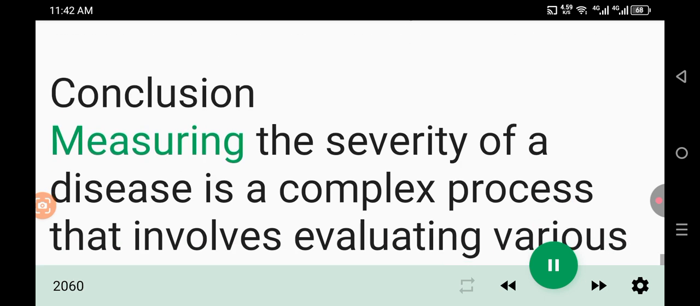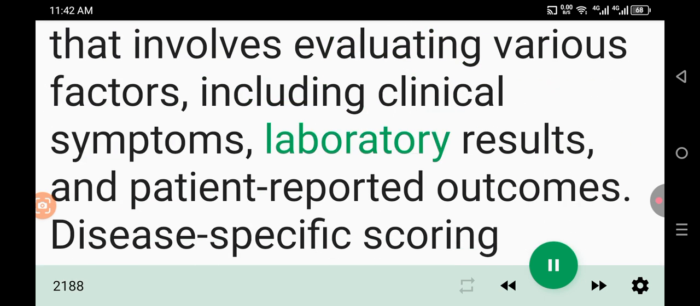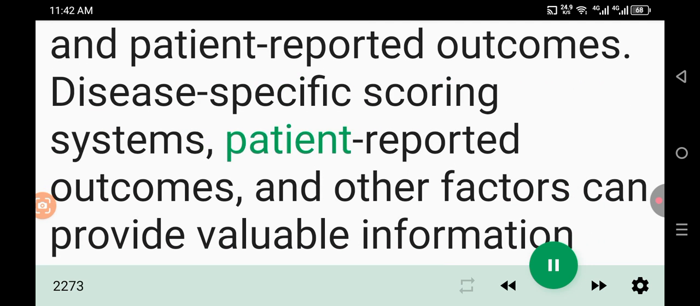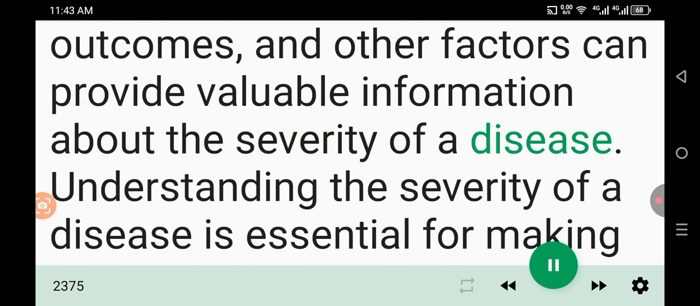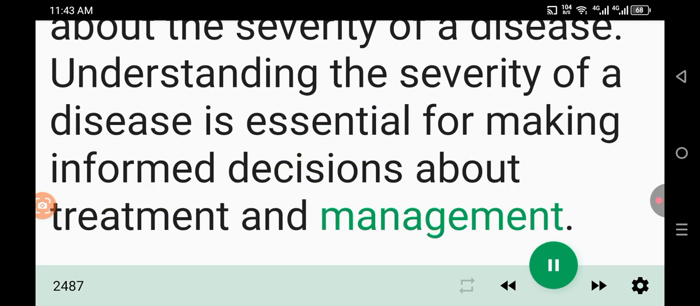Conclusion. Measuring the severity of a disease is a complex process that involves evaluating various factors, including clinical symptoms, laboratory results, and patient-reported outcomes. Disease-specific scoring systems, patient-reported outcomes, and other factors can provide valuable information about the severity of a disease. Understanding the severity of a disease is essential for making informed decisions about treatment and management.